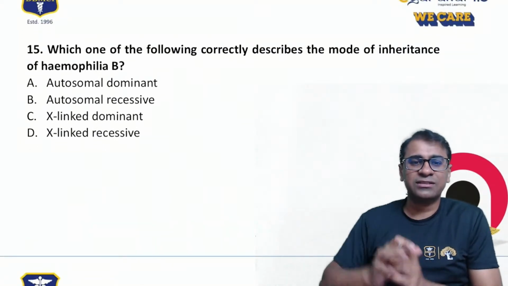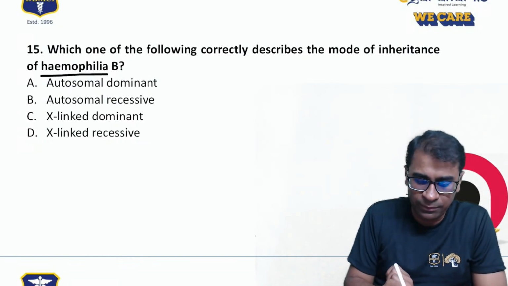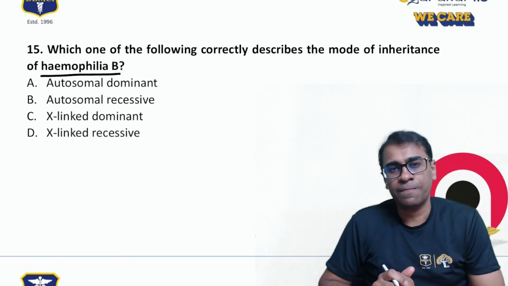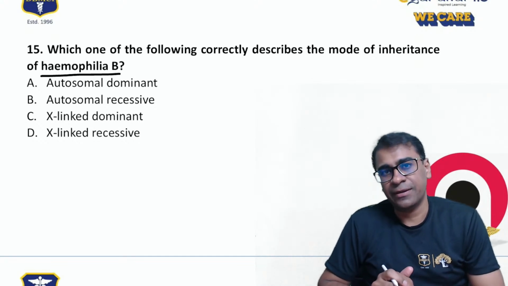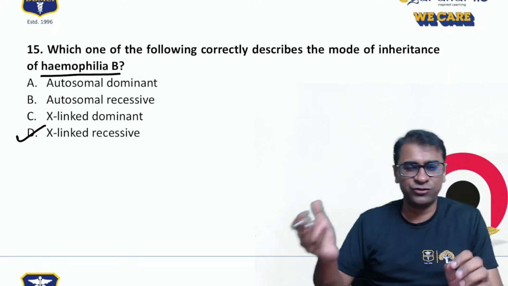Okay, this is a simple one. The following describes the mode of inheritance of hemophilia B. Tell me, for hemophilia B. Yes, it's very simple. It's X-linked recessive. I don't think we should discuss it any further.